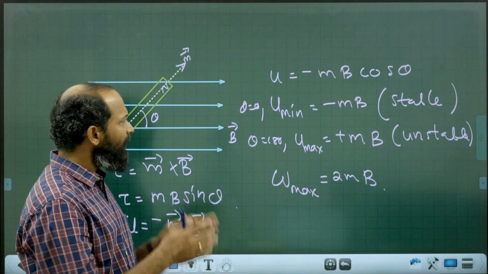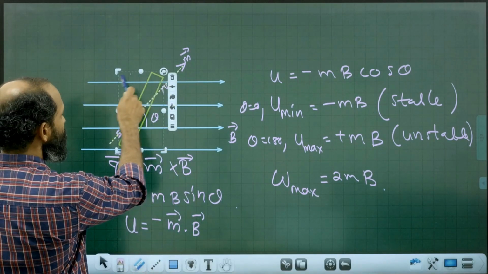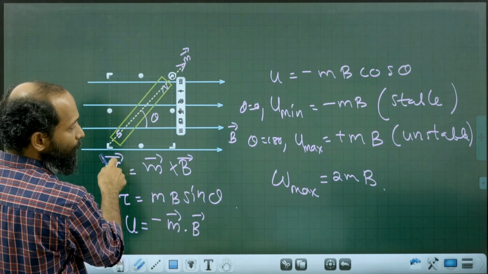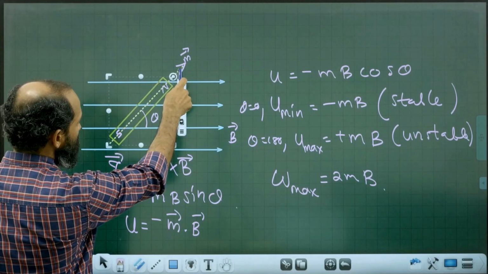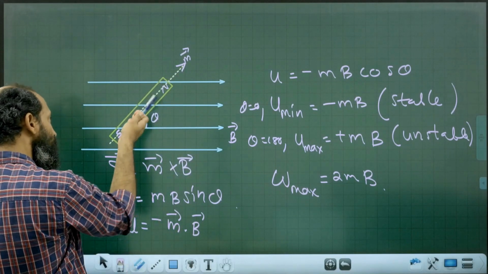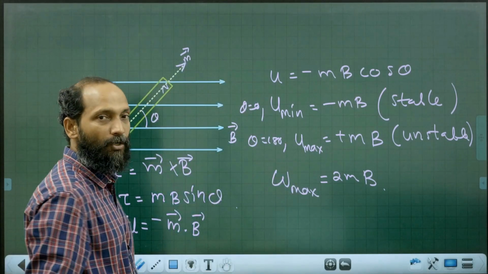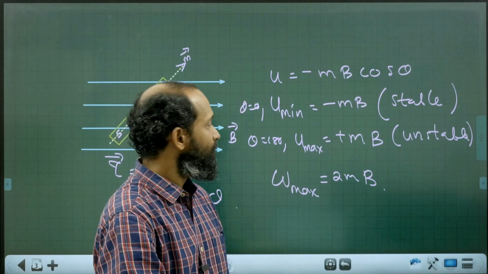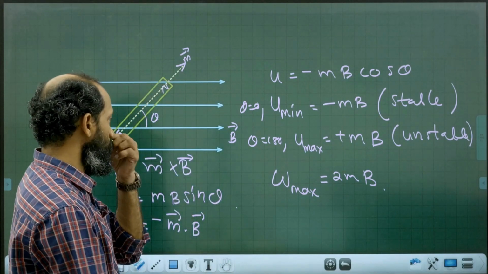But if you turn it from some angle theta, like this, then you need not use the equation 2mB, but you use 2mB cos theta, when you turn through 180 degrees from the current position. From stable to unstable, it is 2mB only. So the maximum work is needed to turn it from stable to unstable. This topic is very important.